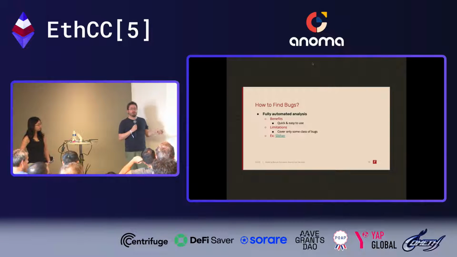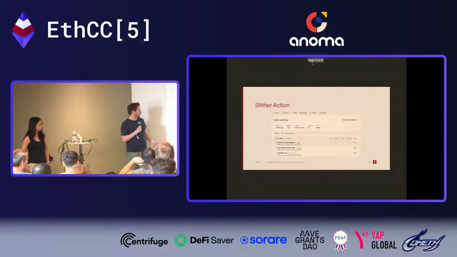It's really good to catch the common type of bugs, but it's not going to be able to find more subtle bugs, more bugs related to the logic of the system. Here you have an example of Slither.